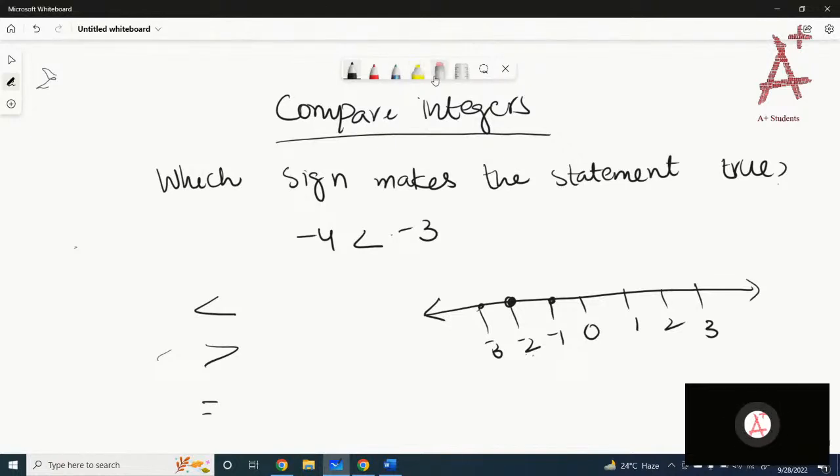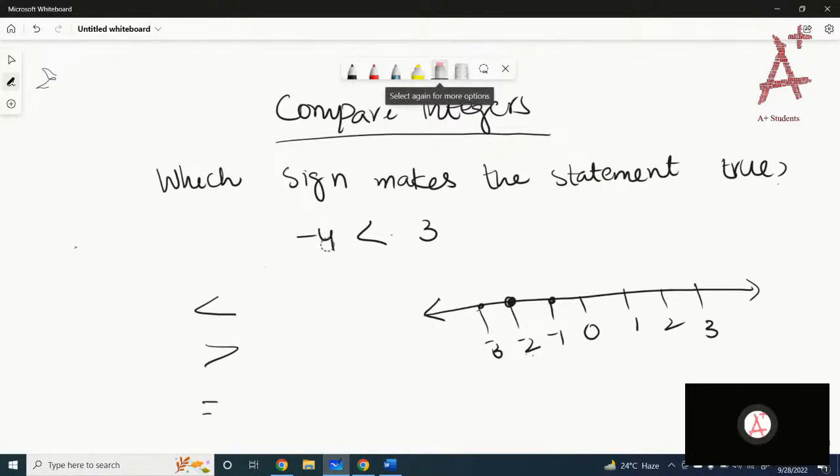Okay, the next one is, which sign makes the statement true, and the numbers are negative 4 and 3? So which sign makes the statement true? Less than, greater than, or equal to? Yes, the negative numbers are always smaller than the positive numbers. So negative 4 is less than 3. Got it? So select the correct option and click on the OK button.